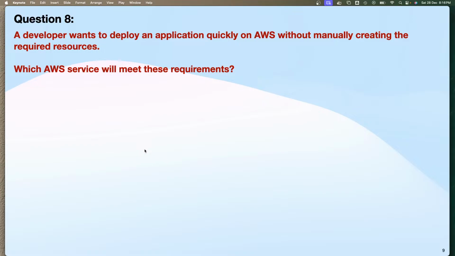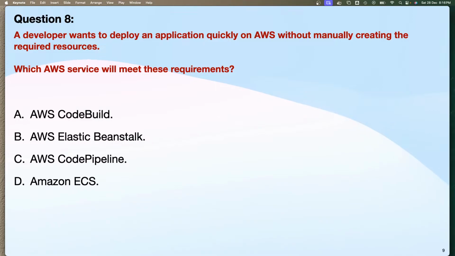Moving to the 8th question. A developer wants to deploy an application quickly on AWS without manually creating the required resources. Which AWS service will meet these requirements? You see the options here: AWS CodeBuild, AWS Elastic Beanstalk, AWS CodePipeline, Amazon ECS. In this question, AWS is looking for your ability to identify a service where you don't need to manually create the resources. It's a managed service actually.